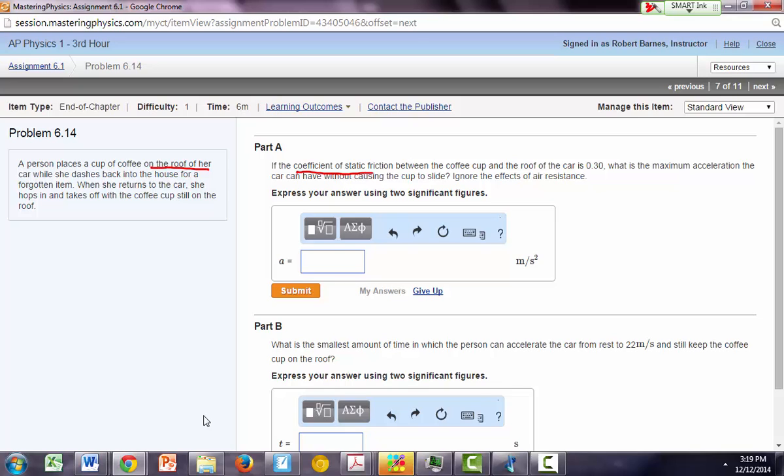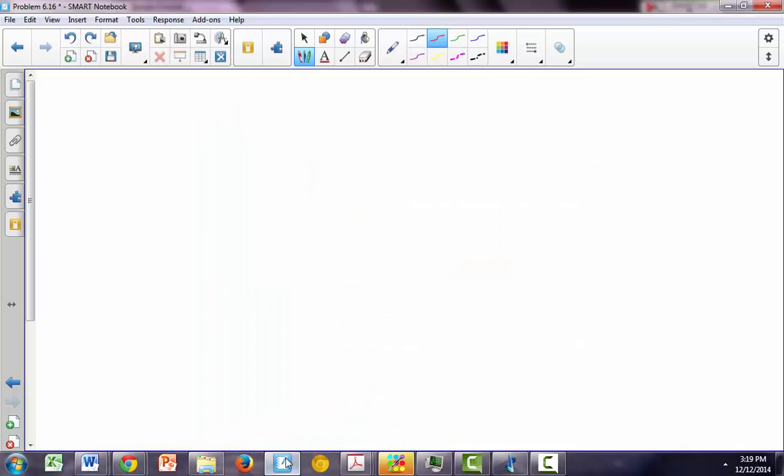If the coefficient of static friction between the cup and the roof is 0.3, what is the maximum acceleration that it can have without causing the cup to slide? So we have to solve for this acceleration here.